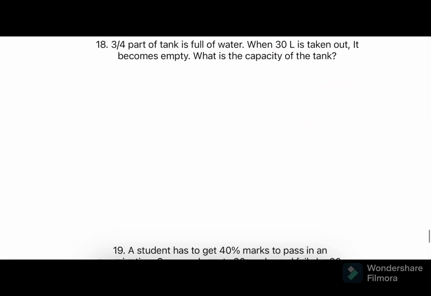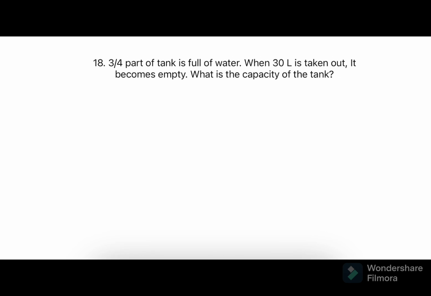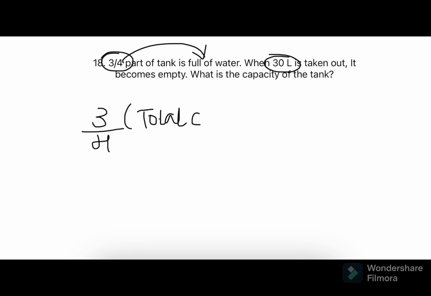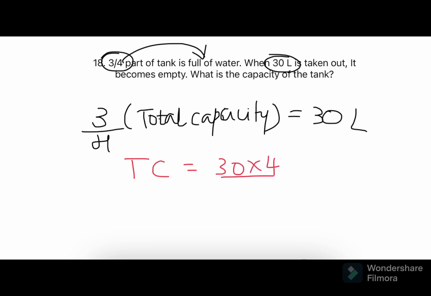Next question. Question number 18. Another simple question. 3/4 part of a tank is full of water. When 30 liters is taken out, it becomes empty. What is the capacity of the tank? So we know that 30 liters is the same as 3/4 part of the tank, because 3/4 of the tank is full, and when 30 liters is taken out, it becomes empty. Which means 3/4 of the total capacity of this particular tank is equal to 30 liters. What do we need? We need the total capacity. TC is equal to 30 into 4 divided by 3, which is equal to 40 liters. That's the answer.